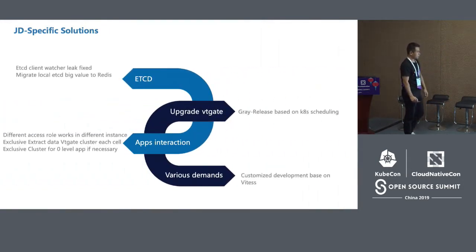First of all, I'm going to tell you how we solve these problems. It started from the various demands, because it's based on the Vitess 2.0 version, and we also have some custom modifications at JD and define some of the lock and prepare protocols, and also support some of the more complicated operations. And we found bugs in Vitess. There were some leakages in it. Later we are going to provide the PR to the official project. And next is about the big value. We are going to link the etcd to Redis.